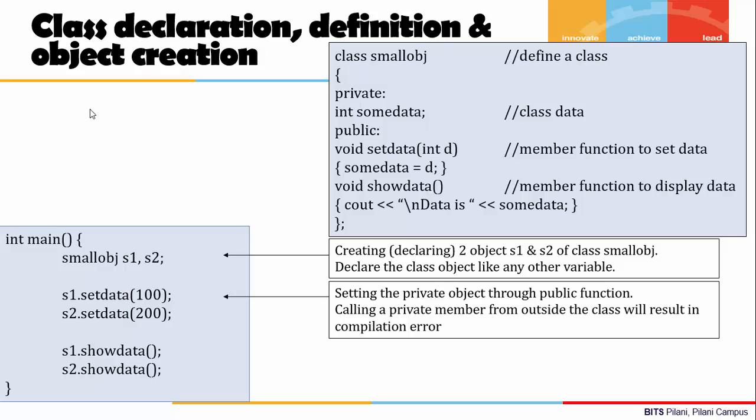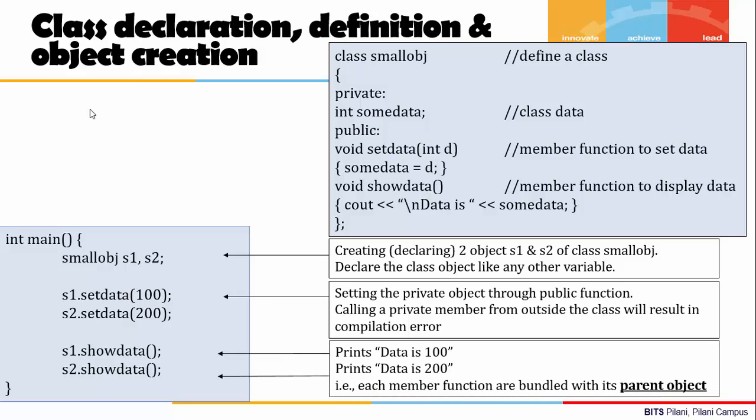The dot between s1 and setData: setData is a member function and s1 is an object. So the member function associated with the object is called, and in between we keep a dot. It connects the object name and the member function and executes the member function of the object. The function sets the variable someData in object s1 to 100.